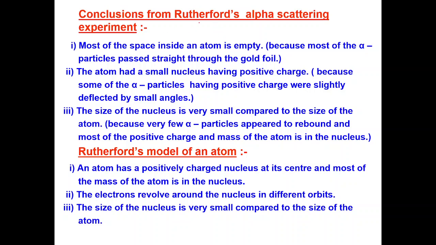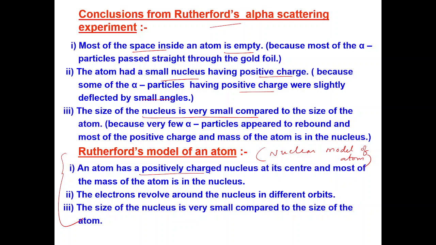What are the conclusions which he derived, which made him make this model, that is Rutherford's model of atom? This is also called the nuclear model of atom. Most of the space inside the atom is empty. The atom has a small nucleus which has a positive charge. Some of the alpha particles were deflected by small angles, and the size of the nucleus is very small. Based on that, this is the atom model which was proposed by Rutherford.